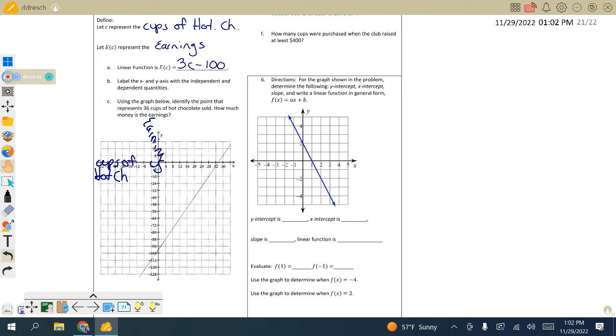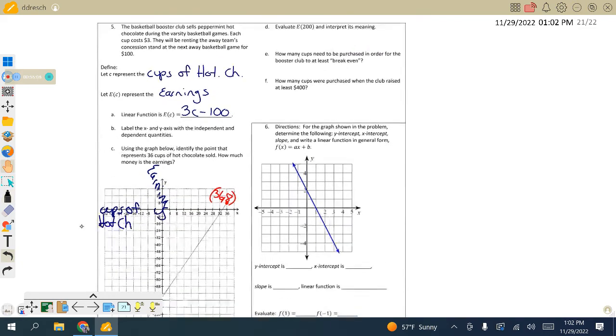Now, it says identify the point that represents 36 cups of hot chocolate sold. And how much money did we get when we sold 36 cups of hot chocolate? That's not a lot of money. Why is that? Because we gotta pay $100, right? So 36 cups of hot chocolate only gets you $8. And as Chloe said, it's because we are having to rent this out. We gotta sell a lot of hot chocolate. Come back with $8, probably not good enough, right? So 36 cups gets you $8.